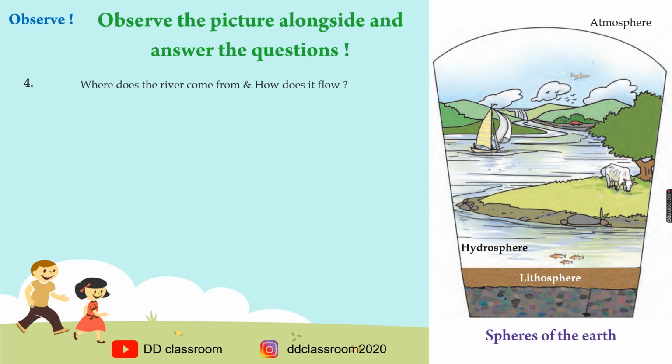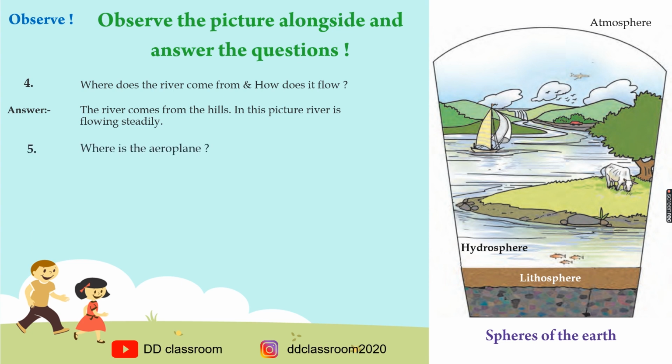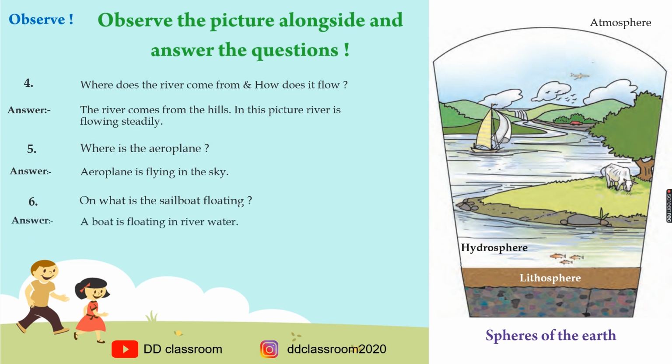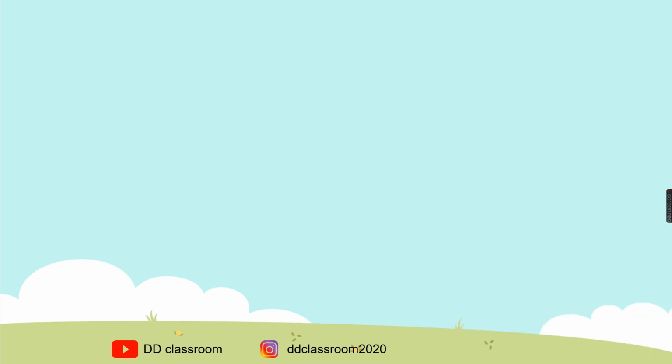Question number 4. Where does the river come from and how does it flow? Answer is the river comes from the hills. In this picture, river is flowing steadily. Question number 5. Where is the aeroplane? And the answer is aeroplane is flying in the sky. Question number 6. On what is the sailboat floating? Answer is a boat is floating in river water. Let's move.